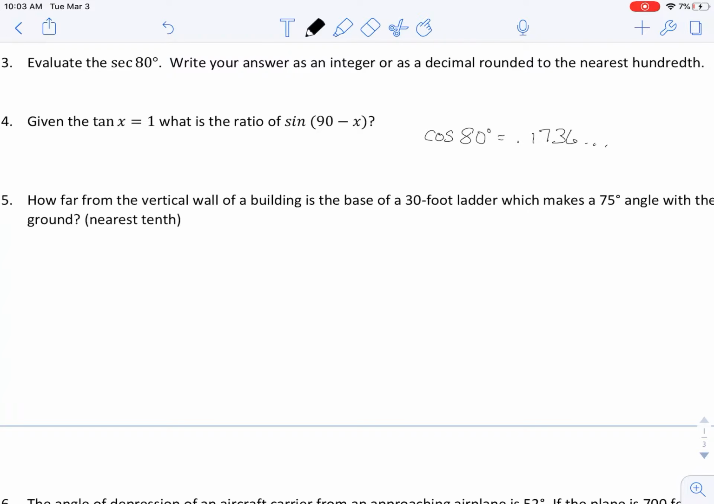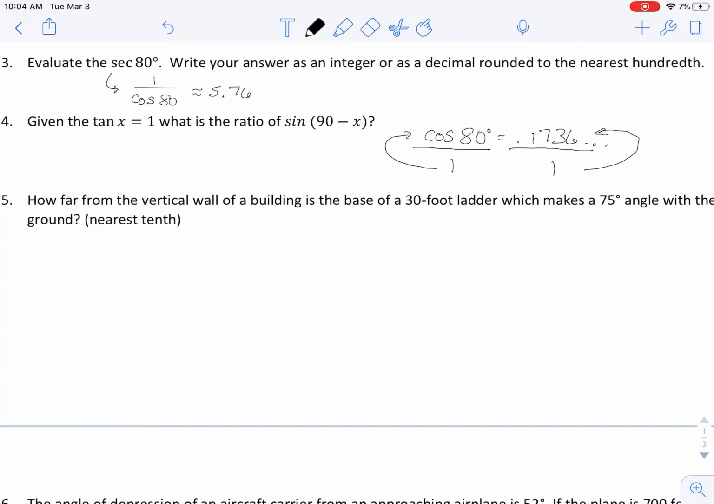But remember, every number, decimal or otherwise, can be put over 1. So if I want the reciprocal, I really want 1 over this decimal. Or I could think of it as 1 over the non-decimal version, 1 over cosine of 80, which means the secant of 80 can be found in your calculator by doing 1 divided by the cosine of 80. You could also treat it as a fraction, the 1 over cosine of 80 instead of 1 divided by. You're going to get 5.76 if you round it to the nearest hundredth.